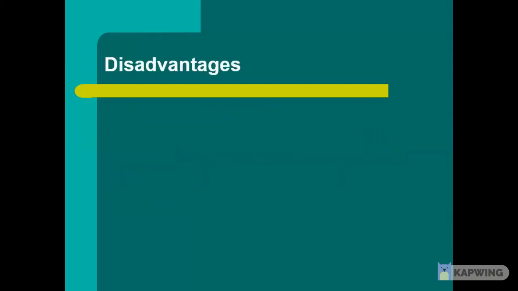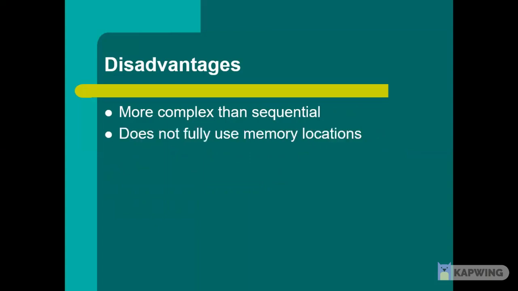Then what are the disadvantages of direct access file? It is more complex than sequential. The implementation of direct access is quite difficult compared to the sequential file. It is more complex and does not fully use memory locations. More security and backup problems are there. So security regarding direct access and backup problems are more.